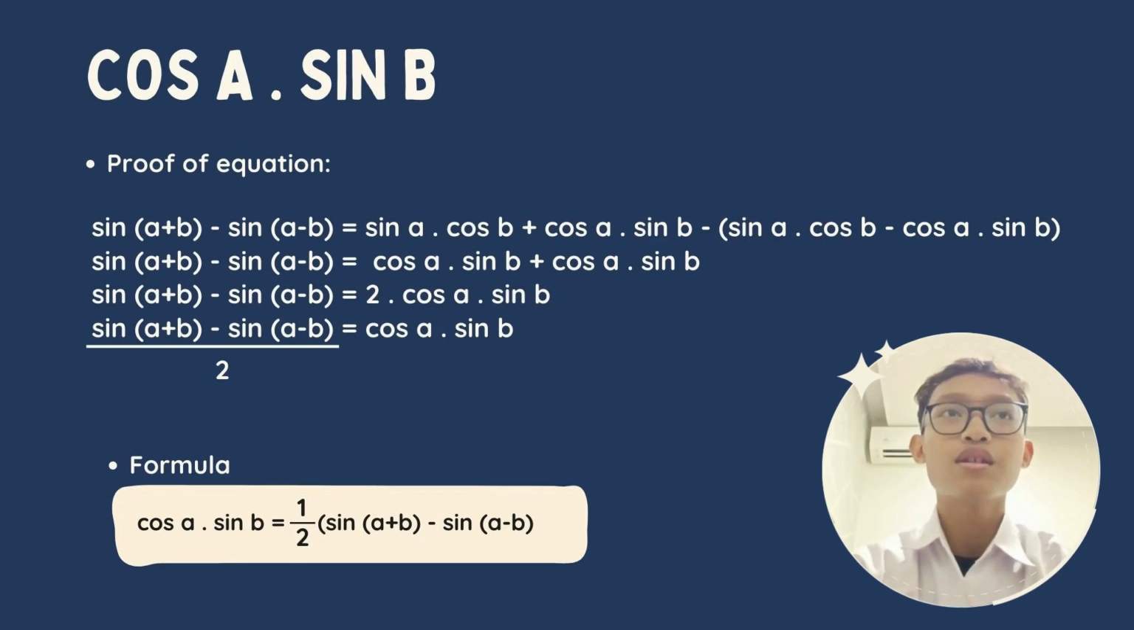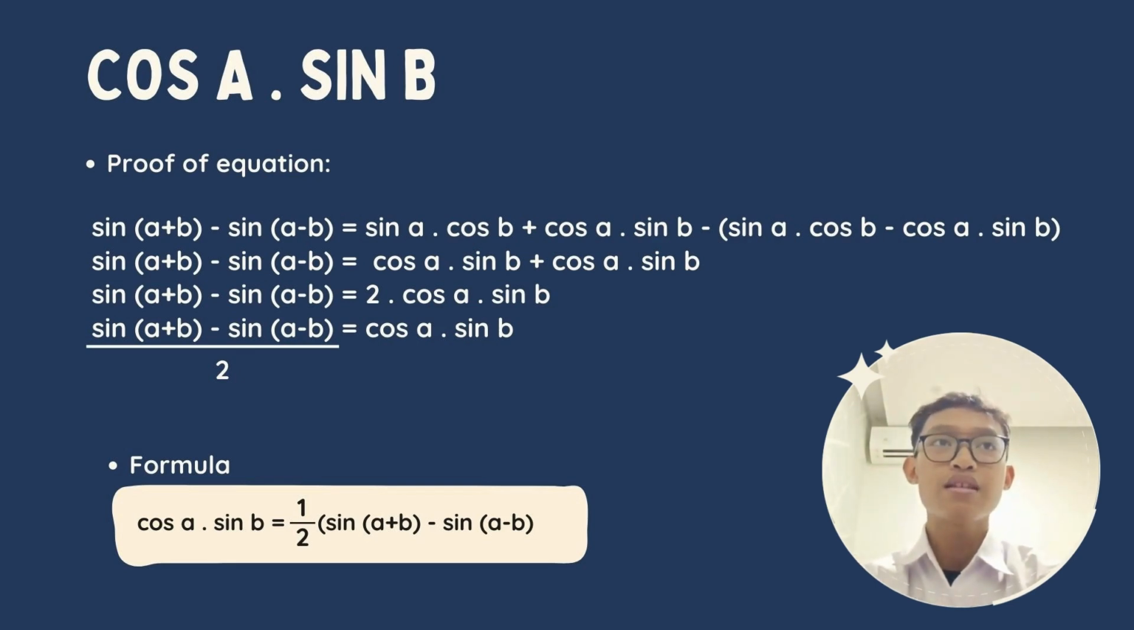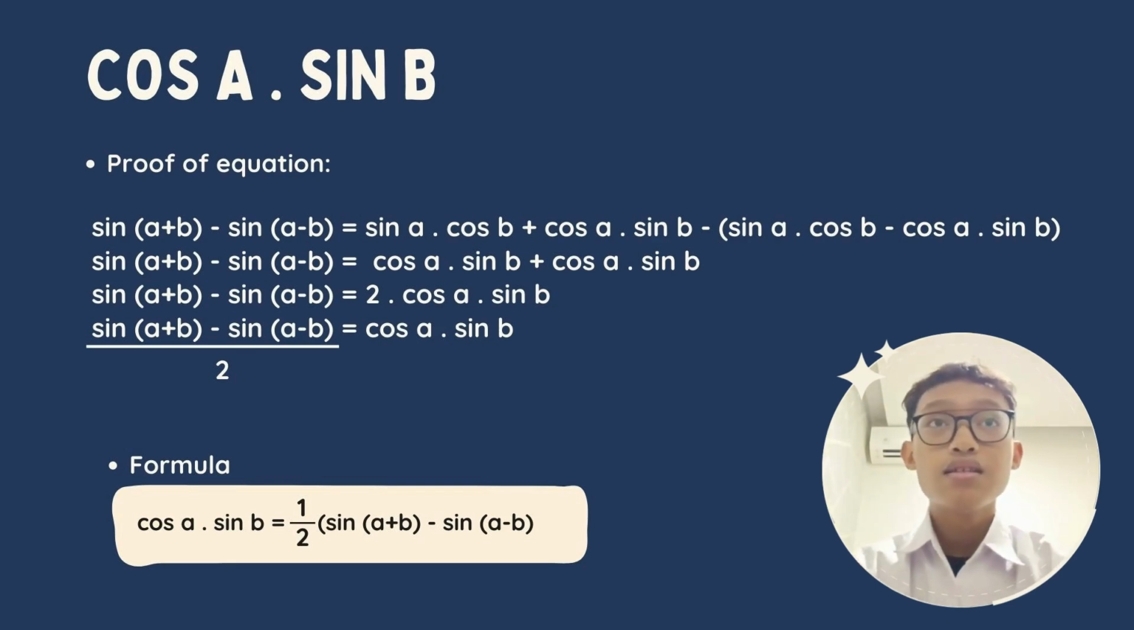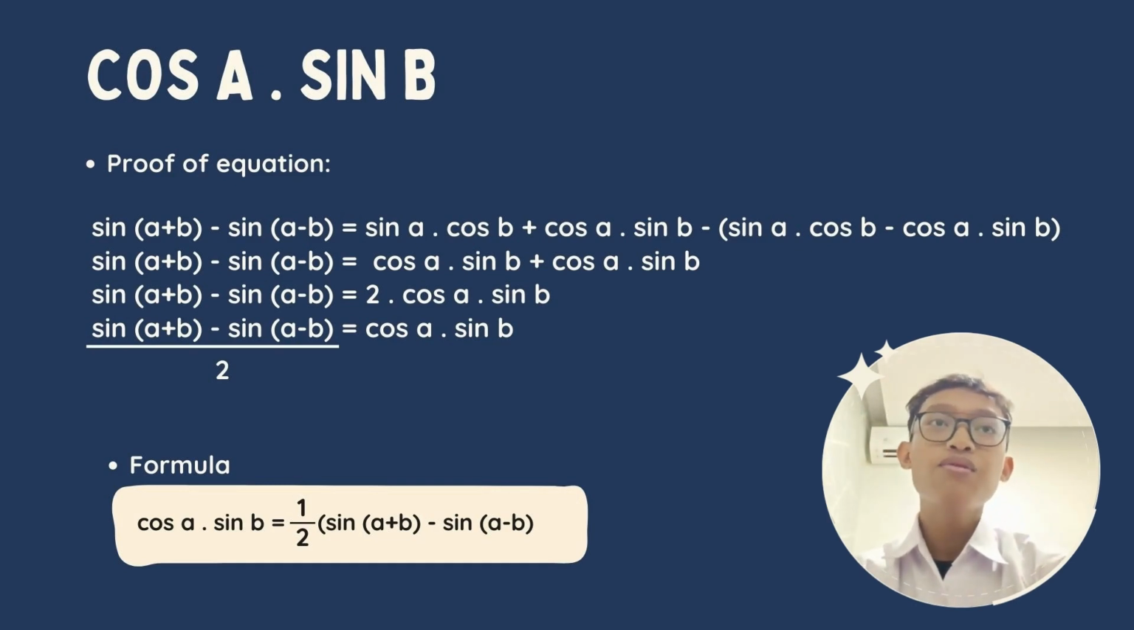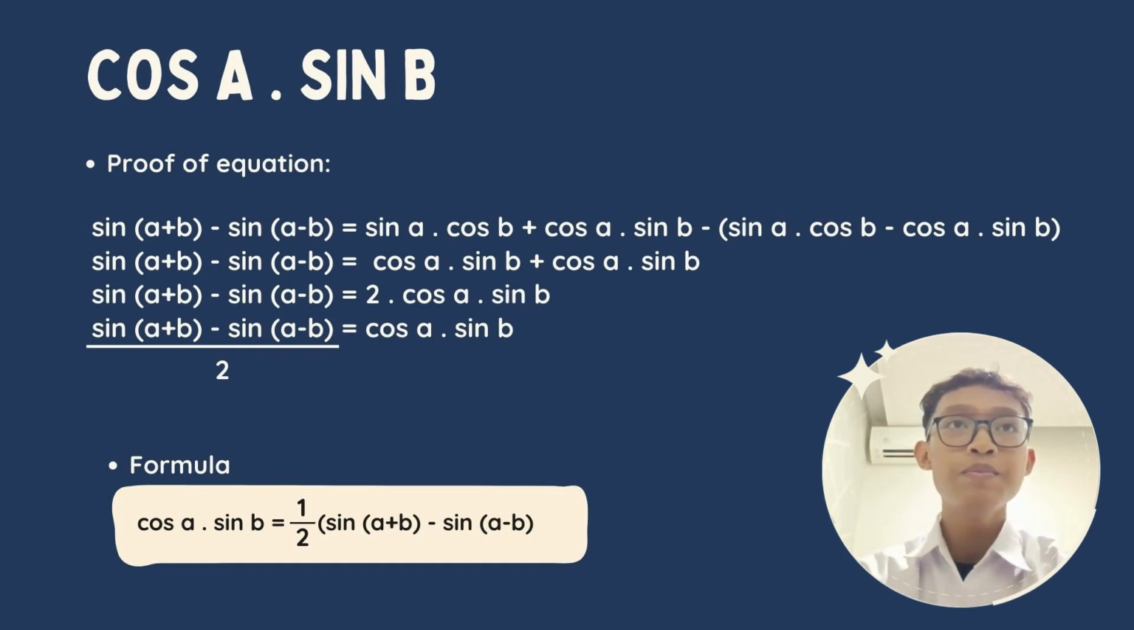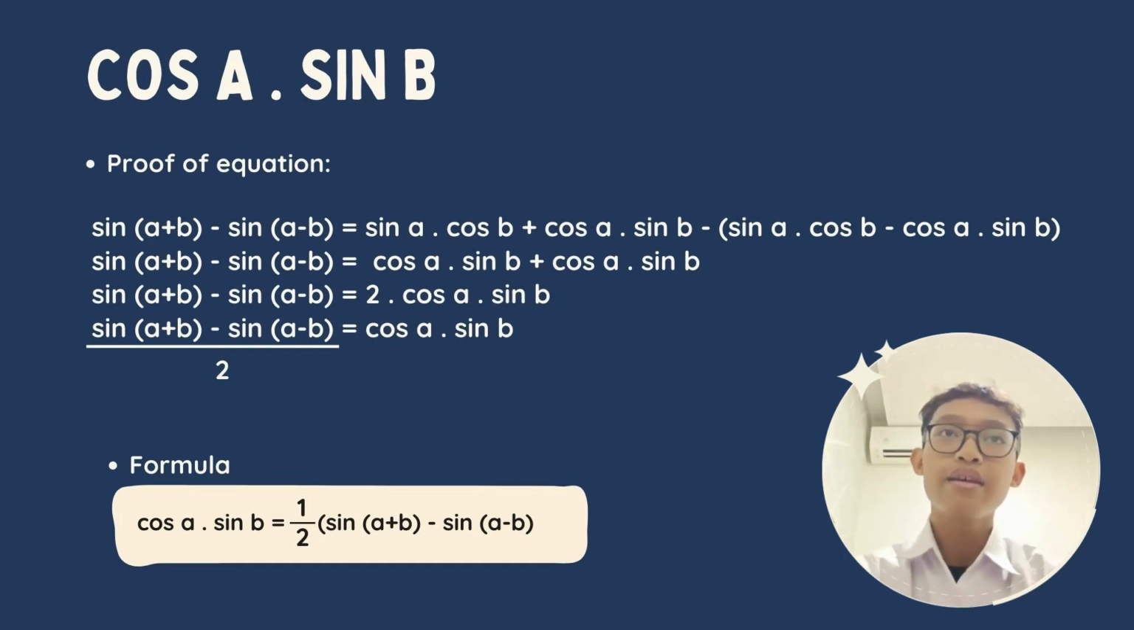Now we're going to talk about how to prove cos A times sin B. Just like before, before we get into the discussion, we need to know the formulas of sin(A + B) and sin(A - B).